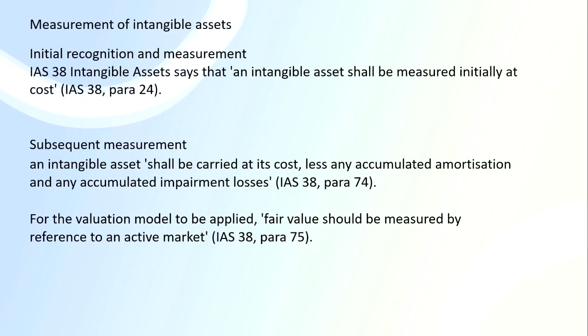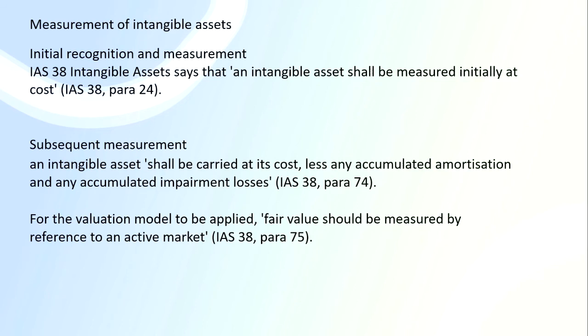The first one is the measurement of intangible. For the measurement of intangible asset, the first one is initial recognition and measurement. According to International Accounting Standard 38, an intangible asset should be measured initially at cost. It means that whatever cost has been paid for the research and development cost, this amount should be recorded. This is applied in International Accounting Standard 38, paragraph 24.